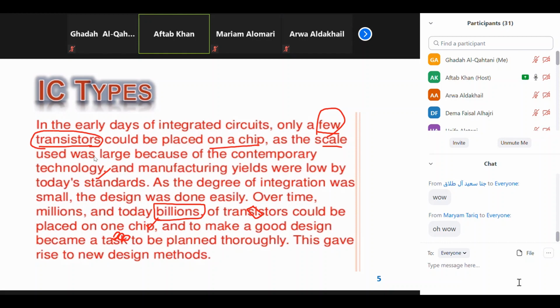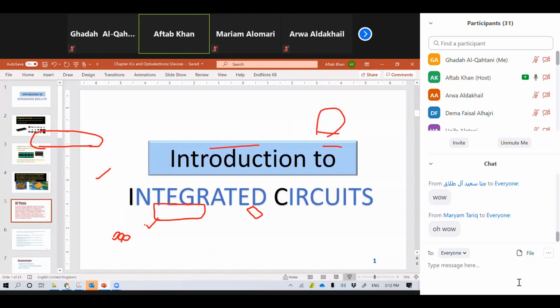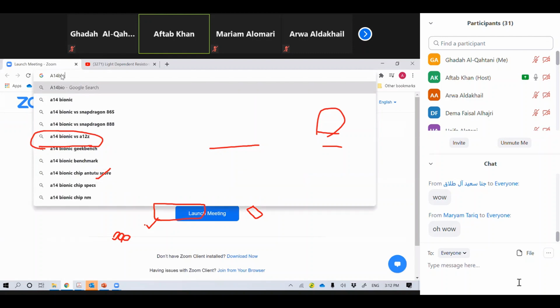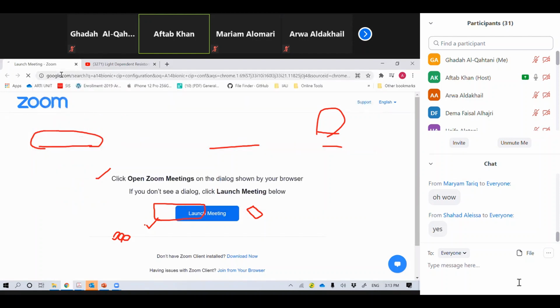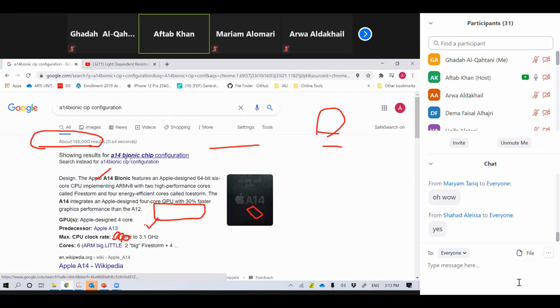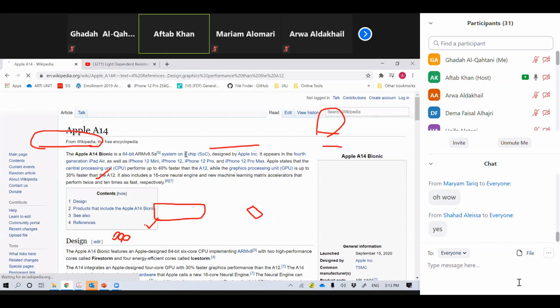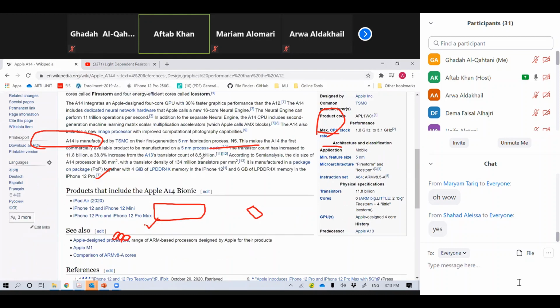Do you know the configuration of the A14 bionic chip which is coming in the iPhone 12 nowadays? If you just Google it, A14 bionic chip configuration. So maybe we can find something I can show you. Yes. Can you read it? That is A13, 8.5 billion, and in this A14, I believe, 11 trillion operations per second it can perform.